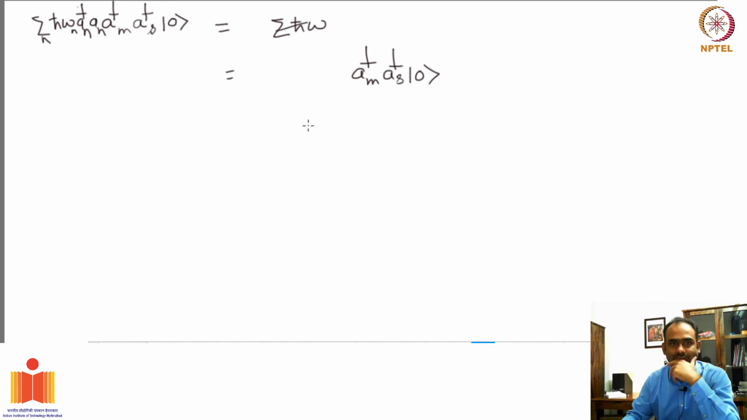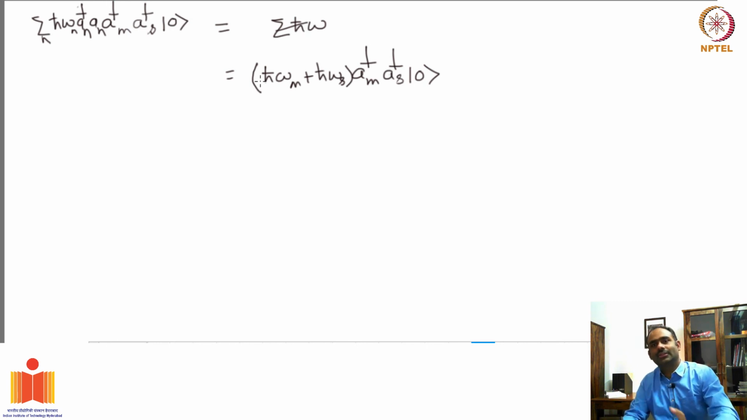That's something which is going to happen. And then you have h bar omega m plus h bar omega s. So it will be just the sum of these two energies. That is another thing.